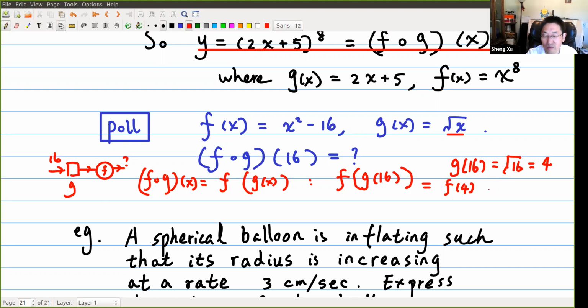My bad, I didn't see this square here, yes. Very good. So then it's 4 squared minus 16, that should be equal to 0. So the answer should be 0. Great. See, you can catch my mistakes, okay?